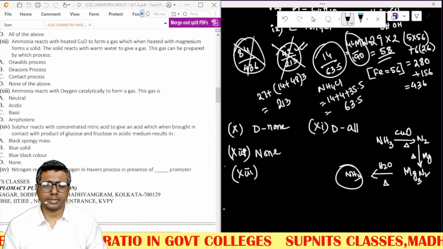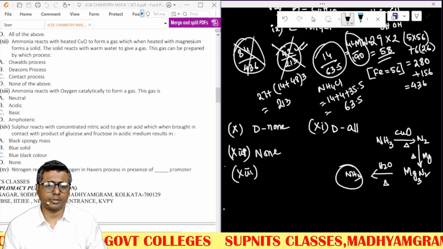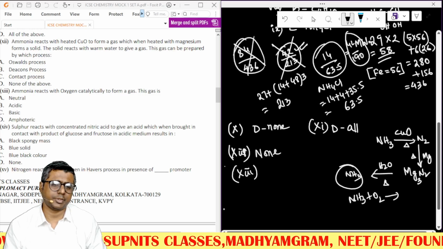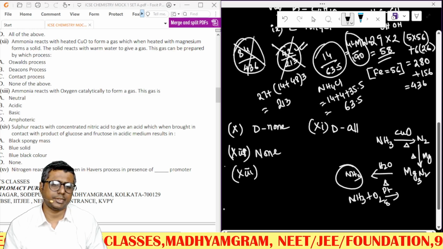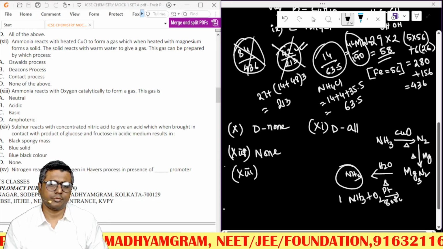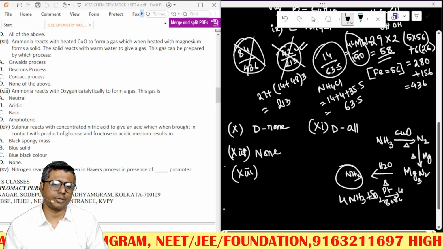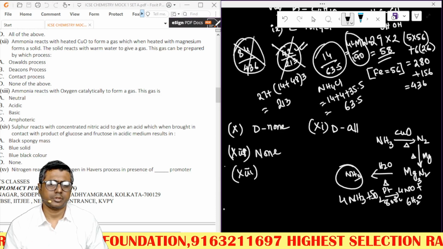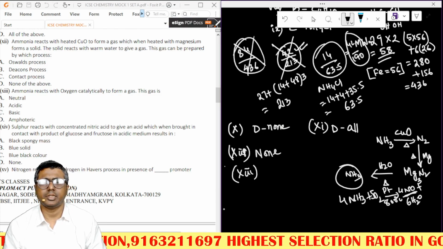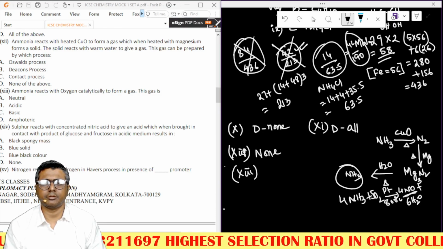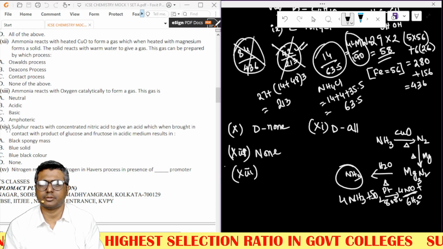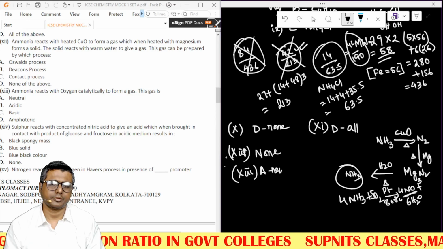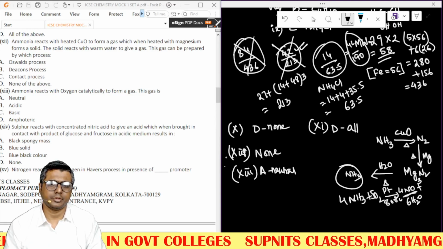Ammonia reacts with oxygen catalytically to form a gas. So ammonia's catalytic oxidation, that is in presence of platinum at 800 degrees Celsius: 4NH3 plus 5O2 gives 4NO plus 6H2O. This gas, is this acidic? No. Basic? No. Neutral? Yes. So this will be A, neutral.